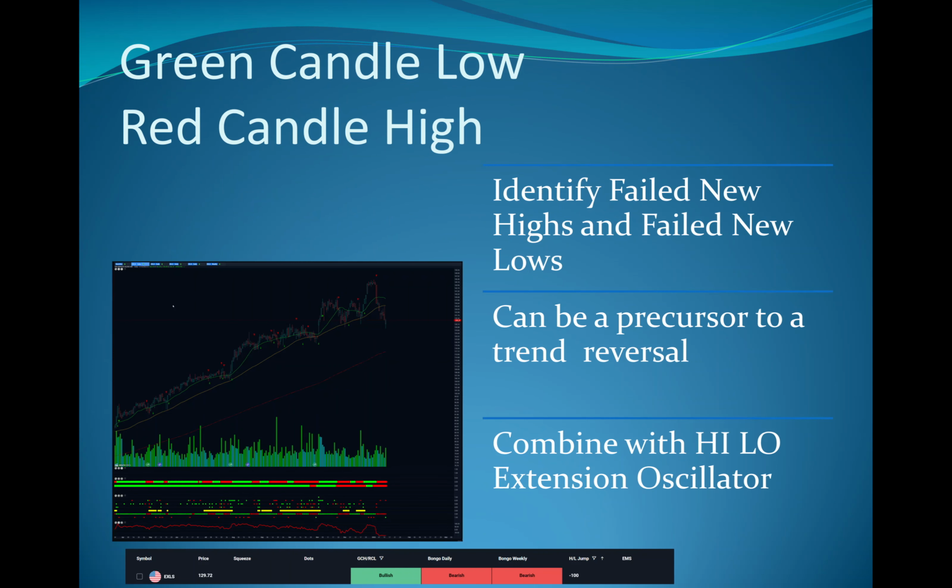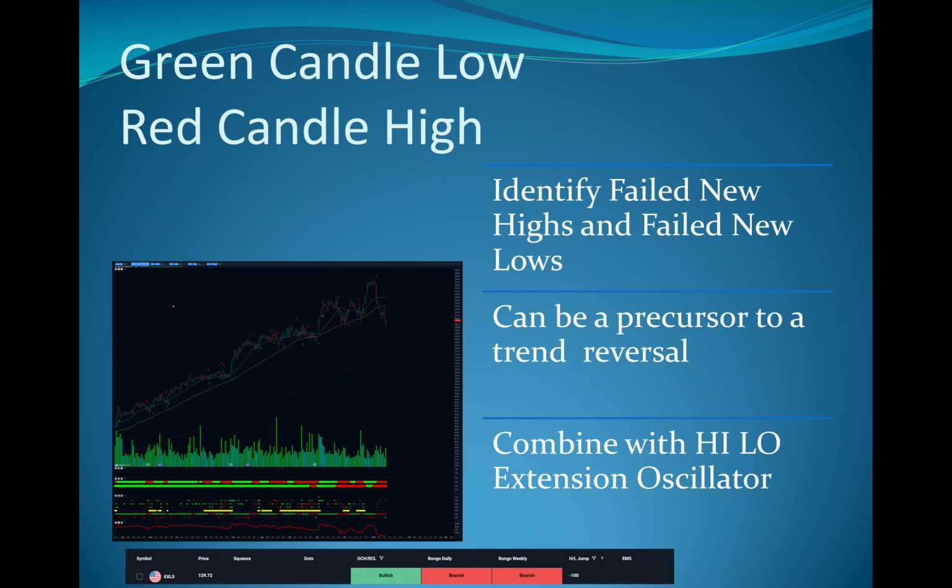I mentioned the green candle lows and the red candle highs. You can see them plotted on this chart here. They often are single candle reversal signals. Well, why not look at them combined with a high-low extension oscillator to find periods of time that you're likely to reverse? Here is a stock that had a green candle low at maximum down on the high-low jump, negative, and gave a big bottoming tail. I can't even see what it is. It's so microscopic here.